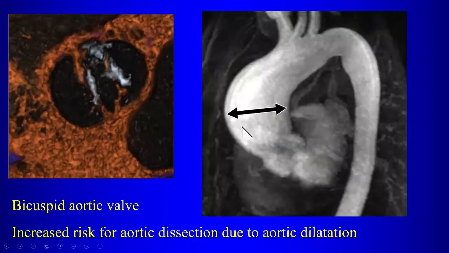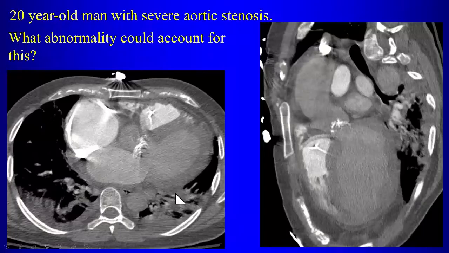Now with aortic stenosis, you can also get post-stenotic dilatation of the ascending aorta. So here's a nice volume rendered image of a bicuspid valve with some calcification, and there's post-stenotic dilatation of the ascending aorta. And these patients are at increased risk for aortic dissection because of the aortic dilatation.